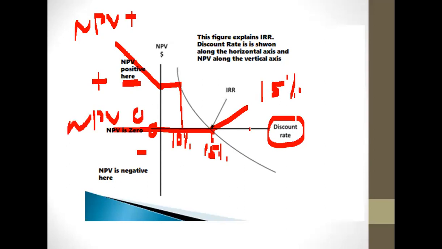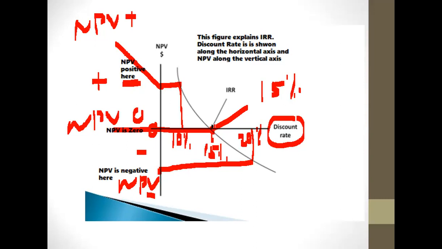Suppose that again your rate of interest or discounted rate becomes 20%. Then what happens? Here the NPV is negative. So see, as the rate of interest increases, NPV falls. When your rate of interest is 10%, your NPV is positive. When it is 15%, your NPV becomes 0. And when your rate of interest increases to 20%, your NPV becomes negative.